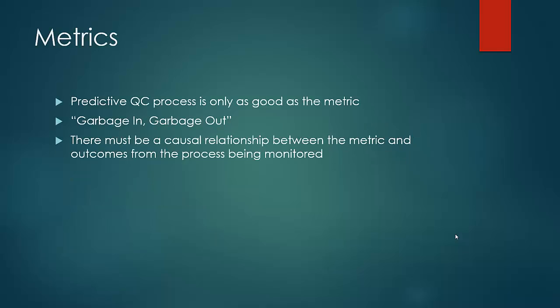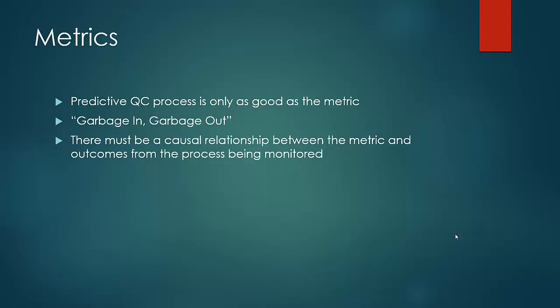First of all, we need to have good metrics to be able to make this process work. The predictive quality control process that I've outlined over the previous months is only as good as the metrics that are used. This kind of goes back to the old adage, garbage in, garbage out. There must be some type of causal relationship between the metric and the outcomes from the process being monitored.